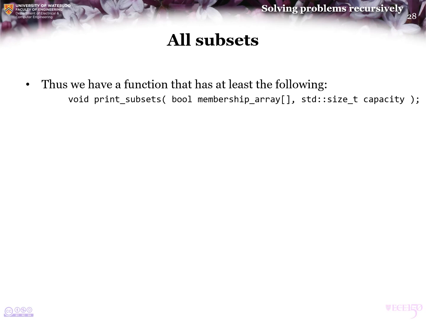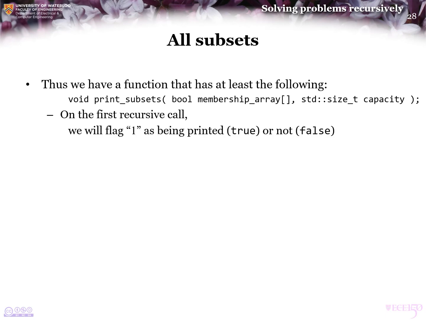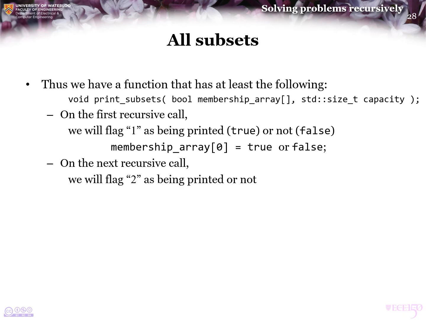Now, how are we going to print all subsets of the set 1 through n? If n was fixed, you could actually just have a whole bunch of for loops, but we don't know what n is. So this sounds like it may be something appropriate for recursion. Let's assume that we have an array of n Boolean values. And if the kth entry of this array is true, then we will assume k is in the subset. Otherwise, k is not in the subset.